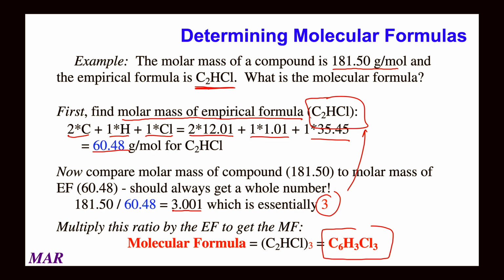So let's backtrack. We need the molar mass of the whole compound, and we find the molar mass of the empirical formula, which is what we did right there. You compare the molar mass of the whole compound to the molar mass of the empirical formula, and you should always get a whole number. And that whole number, you multiply it by the empirical formula to get the desired molecular formula. So C6H3Cl3 would be like the holy grail here. Pat yourselves on the back. Chemistry world, that's pretty cool.